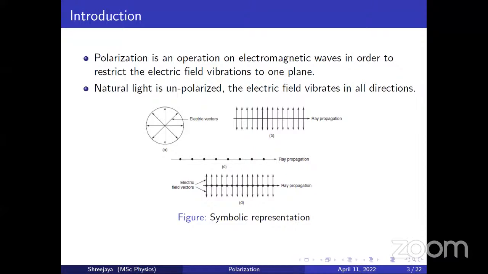So polarization is required in order to restrict these electric field components to one plane. If we have two components, then we restrict them to two different planes perpendicular to each other. So this is a symbolic representation. You might have studied it in your undergrad. This is the notation for unpolarized light. This is for the vertical linearly polarized light. This is the vertical plane linearly polarized light. This is the horizontal one, and the last one is again unpolarized light.